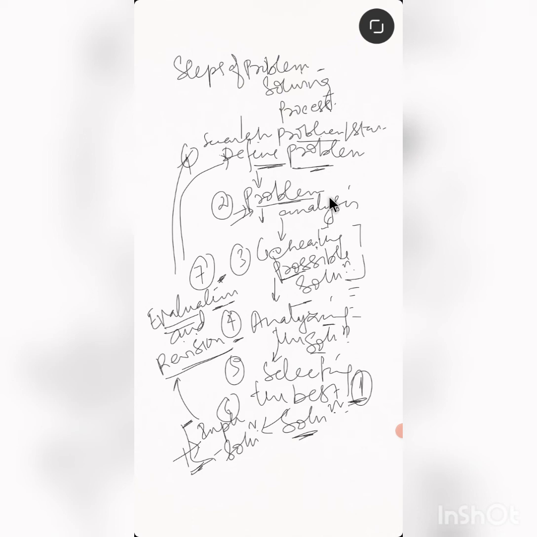Next one is the problem analysis. Third one is generating the possible solutions. The fourth one is analyzing all the possible solutions. And the fifth one is the selection of the best solution. The next one is the implementation of the solution, and the last one is the evaluation and revision of the solution. So these are the steps of the problem solving process.